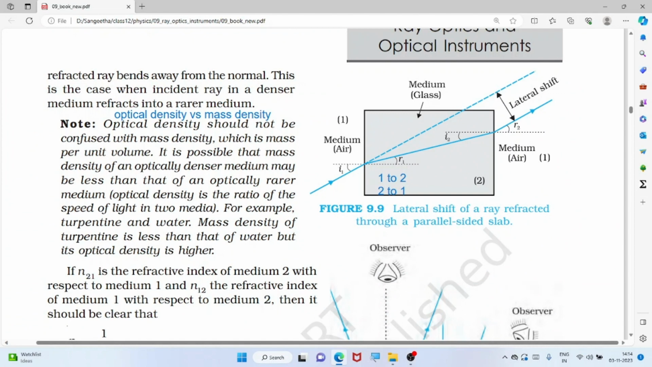Optical density versus mass density. This is when you are going from 1 to 2, then again from 2 to 1. Air to glass, glass to air. Air to glass, moving towards the normal. Glass to air, away from the normal.